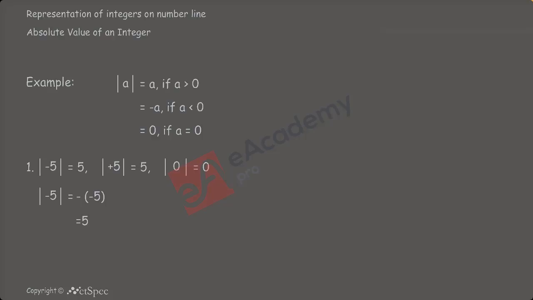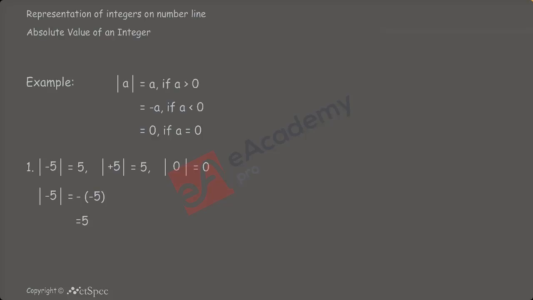In case of positive integer, the absolute value is going to be the same number. There is no change in the number. That is, modulus of a is a if a is greater than 0. Notice that plus 5 can be written as only 5. This means the plus sign has been neglected. So, by default, there's no sign before a number. It means the number is a positive number.